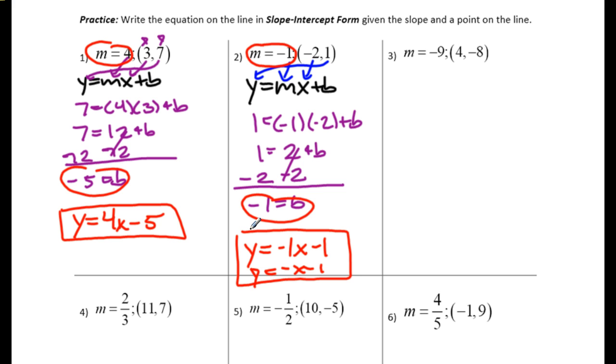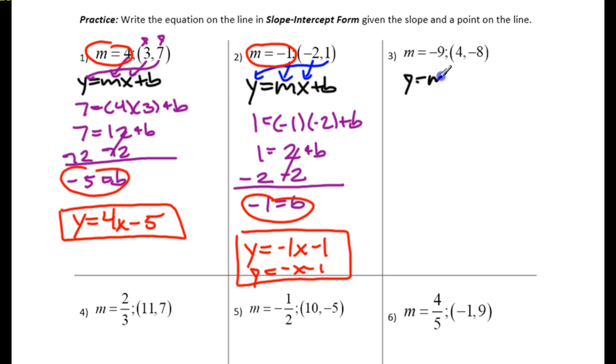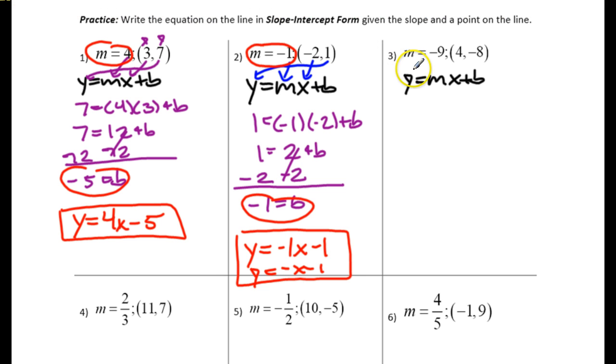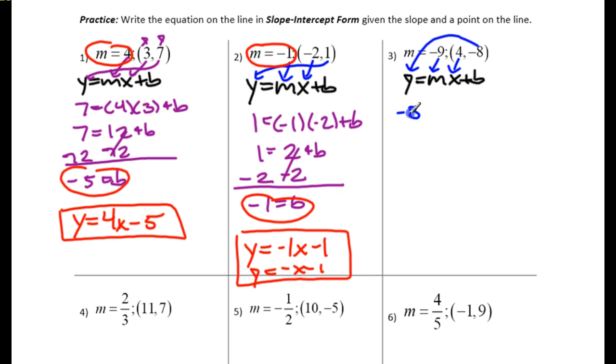Alright? So, let's try one more here. So now I want to write the equation for the line that has a slope of -9 and goes through this point. I want to write my answer in y equals mx plus b. So we're going to take our given information and start plugging it in. -9 is the m, 4 is the x, and -8 is the y. Okay, so start plugging it in.